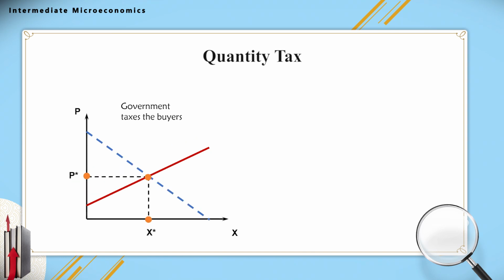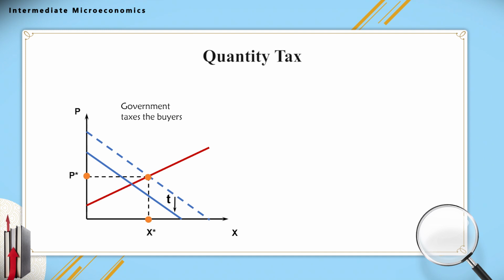Consider the other case, when tax is levied on the buyers. In this case, the supply curve will not be affected, and the demand curve will move downward in parallel. The vertical distance of the two demand curves is also the tax rate, T.